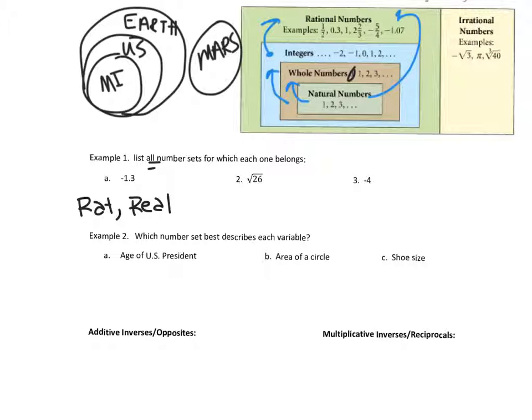Okay, square root of 26. If you put that in your calculator, it's a decimal that goes on forever. So it's an irrational number. So it's also a real number. And then negative 4. Negative 4 is an integer. It's a positive or negative whole number. So if it's an integer, it's automatically a rational number and a real number.